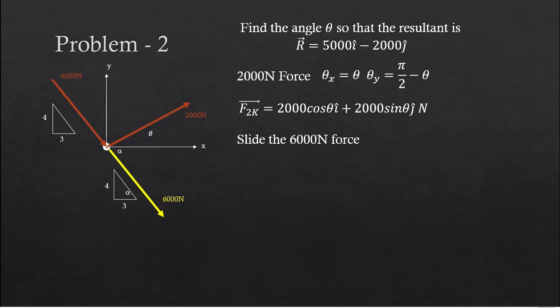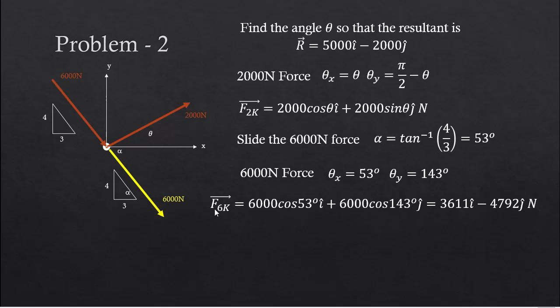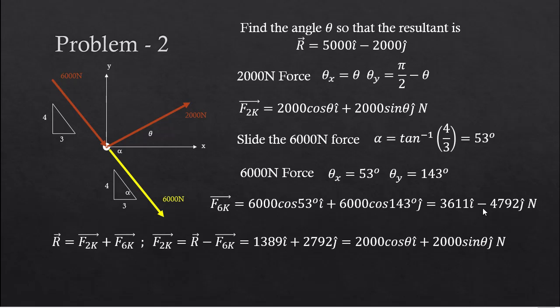As before, we slide this 6000 Newton force. Alpha is 53, and for the 6000 Newton force, we get the vector form. We add these two vectors to find R, which is F2k plus F6k. F2k is the unknown vector because of the unknown angle theta sitting in here and here. So we write F2k as R minus F6k.